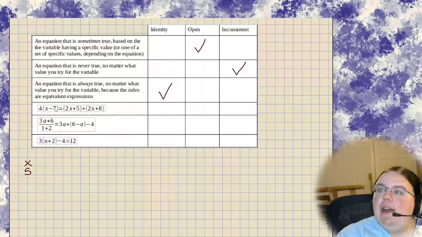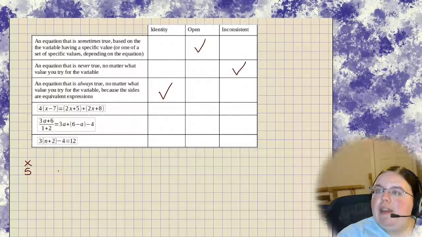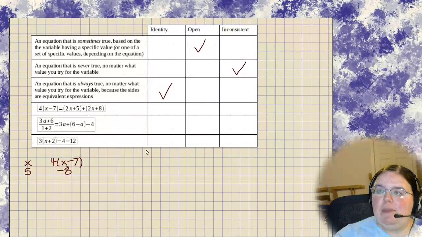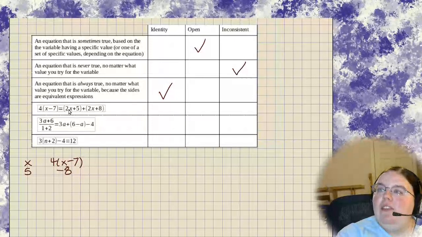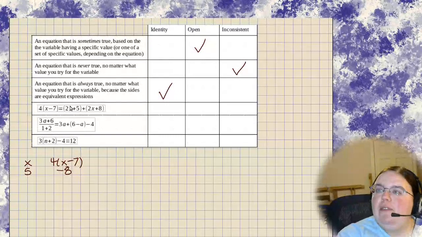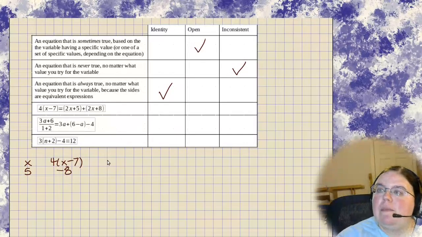5 minus 7 would be negative 2. Negative 2 times 4 would be negative 8. I keep thinking that's a plus. It's a minus. You've got to watch for those sign errors in your copying. Okay, so now we've got 2x plus 5. 10 plus 5 is 15. 2x plus 8, 10 plus 8 is 18. 15 and 18 is like 15 and 15 and 3, so 33.